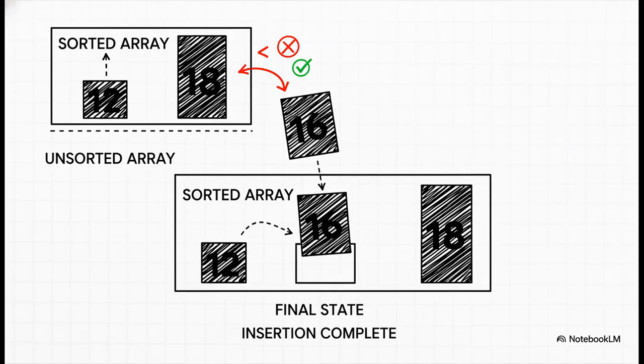On to the next one, 16. The algorithm compares it to 18. Yep, it's smaller. Then it compares it to 12. Nope, it's bigger. So 16 gets slotted right in between them. You see the pattern here? One by one, we're building up this nice ordered list.